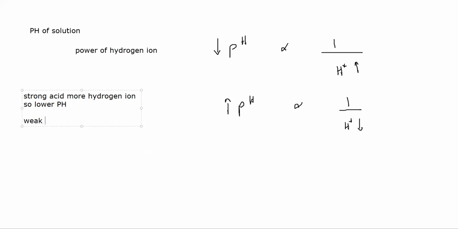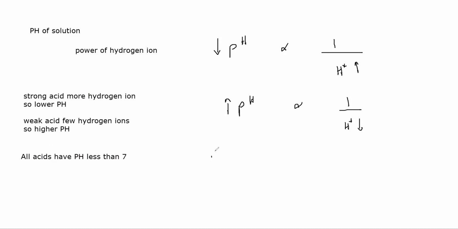Whereas weak acids have few hydrogen ions, so they will have higher pH. But all of the acids have pH less than 7. Any acidic material will always have a pH less than 7, but you can identify from the pH scale which one is a strong and which one is a weak acid.